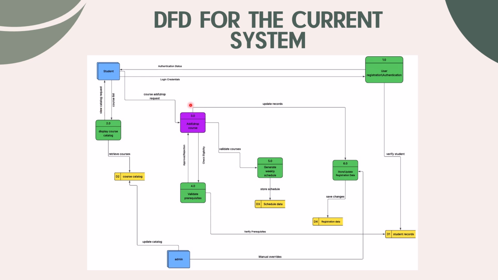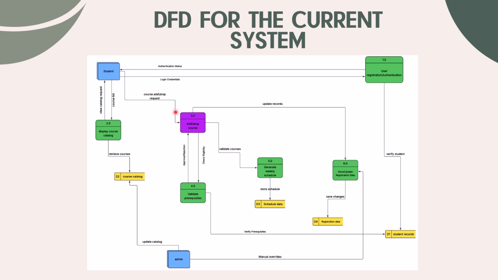So to sum it all up, the student puts in his login credentials, his university ID and password. The user registration/authentication process goes to student records, verifies the student, and gives back the authentication status, either giving access or denying access. After that, the student goes to see the available courses, hence the display course catalog process. This process checks the course catalog, retrieves the courses, and shows them to the student.